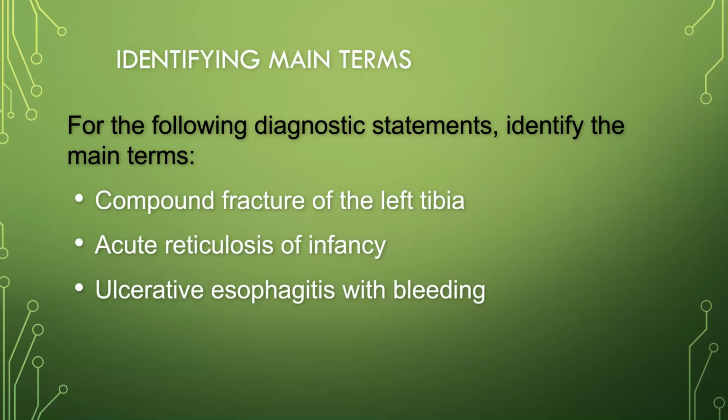All right, here's another one. Ulcerative esophagitis with bleeding. Think about what would be bringing the patient in for treatment. What is the focus of treatment? In this case, what brought the patient in is the esophagitis. Ulcerative is, again, a descriptor of that esophagitis. And with the bleeding, it's just giving us a little more information, right? Those are modifying terms that describe the condition.